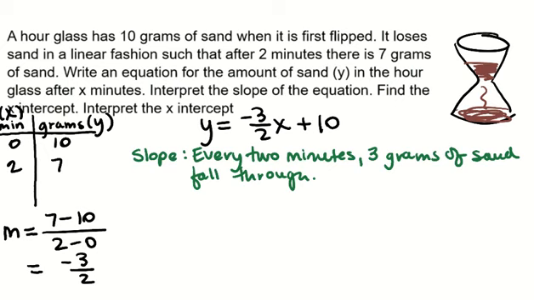Okay, they ask us to interpret the y-intercept. I know it's an x, but sometimes they'll ask you to interpret the y-intercept. Almost always, the interpretation of the y-intercept is something like it's the starting value, okay? Because it's where x is 0. X is the number of minutes. Y-intercept is the amount of sand we start with.